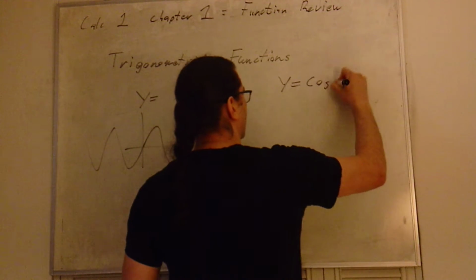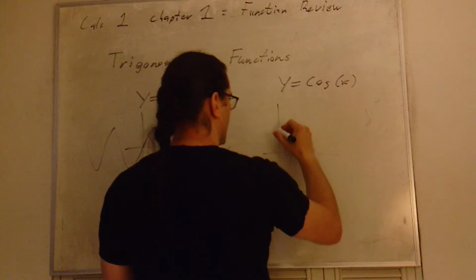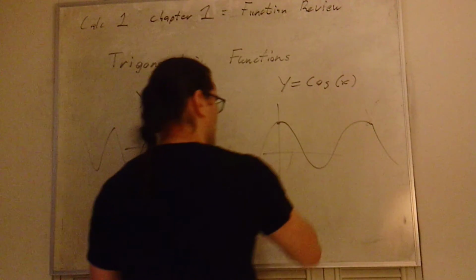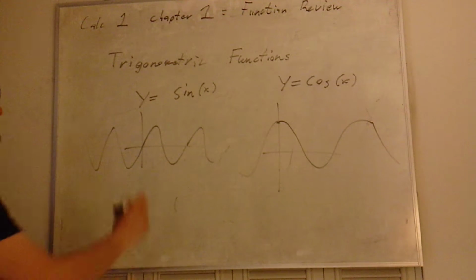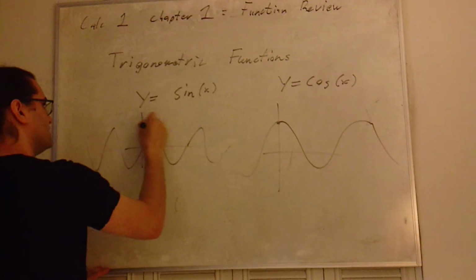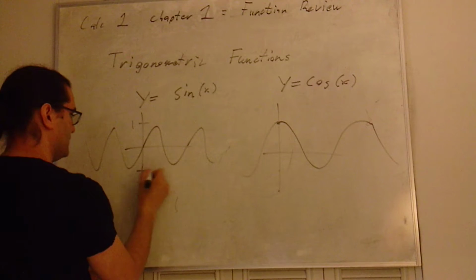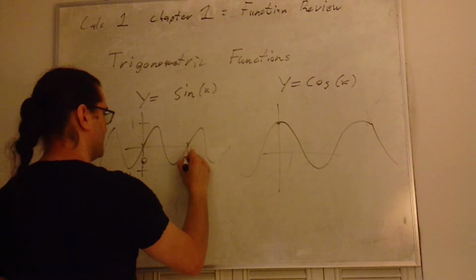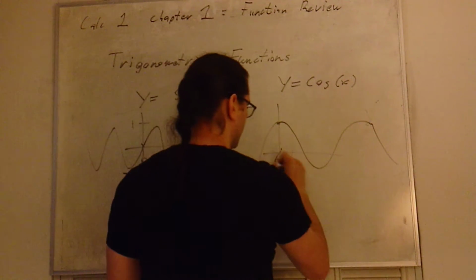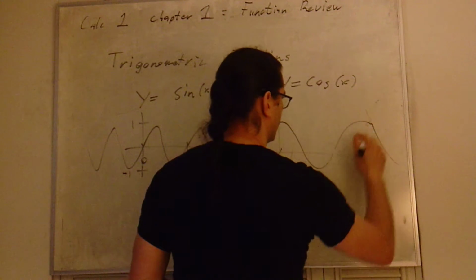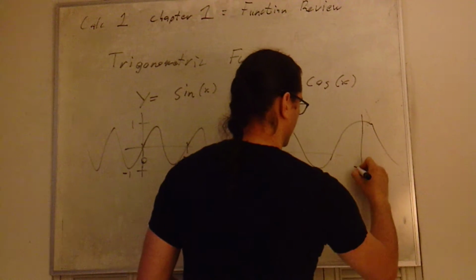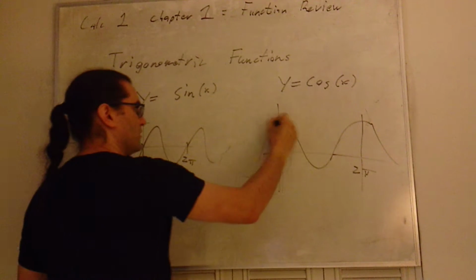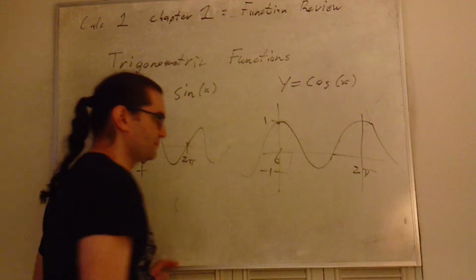Y equals cosine x does basically the same thing, but it starts at the top and goes down instead of starting in the middle and going up. Both of these things, unaltered, have peaks at 1 and minimums at -1, and a period from 0 to 2 pi. Oh, that's not where the period ends. There it is. There's a full period from 0 to 2 pi. This would be 1 and -1.